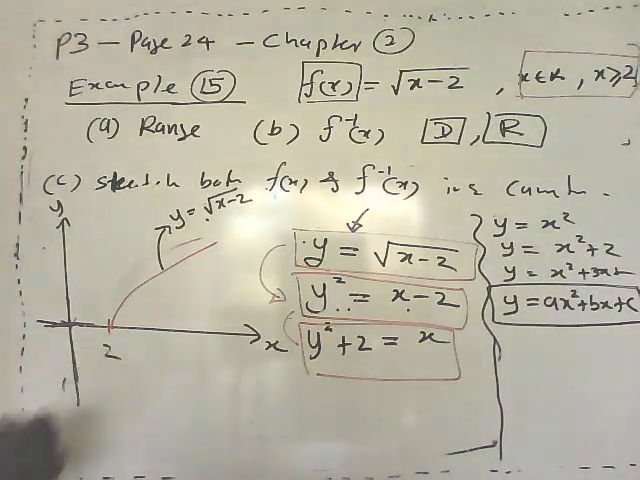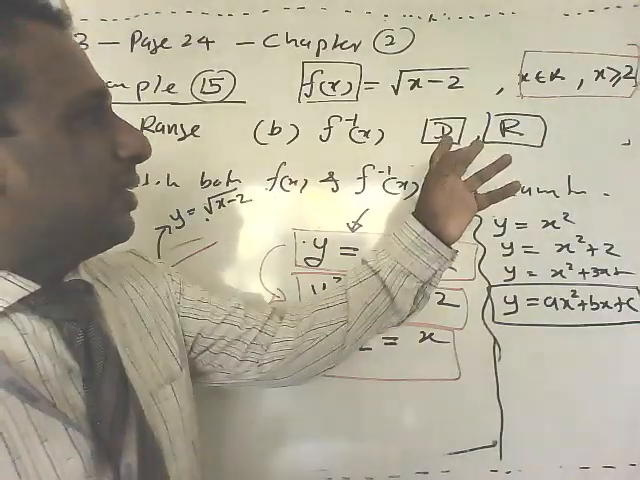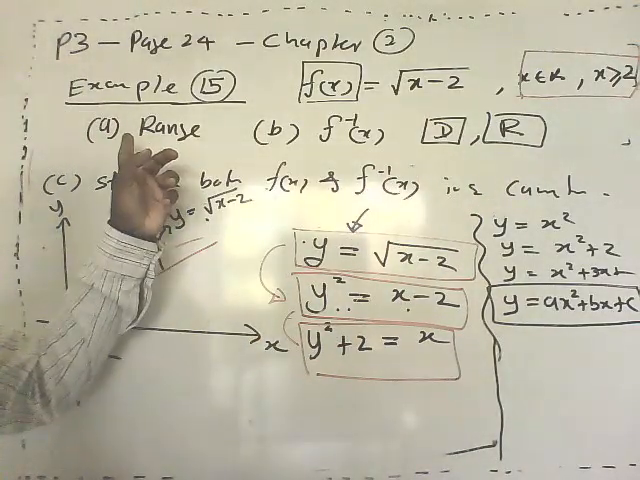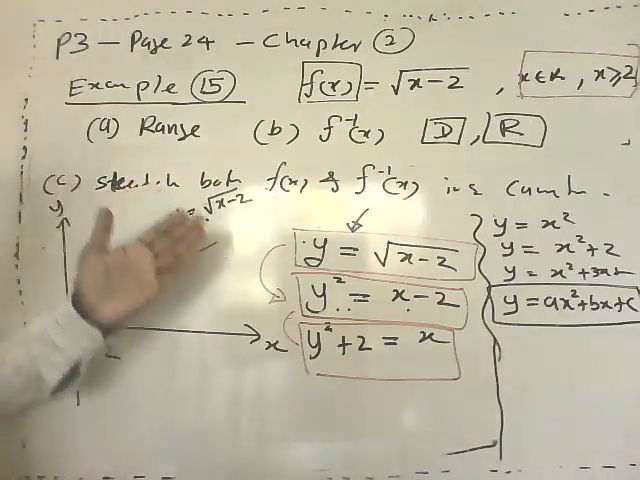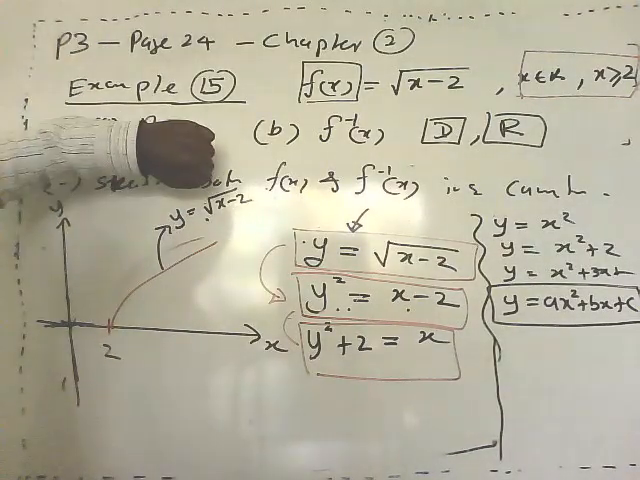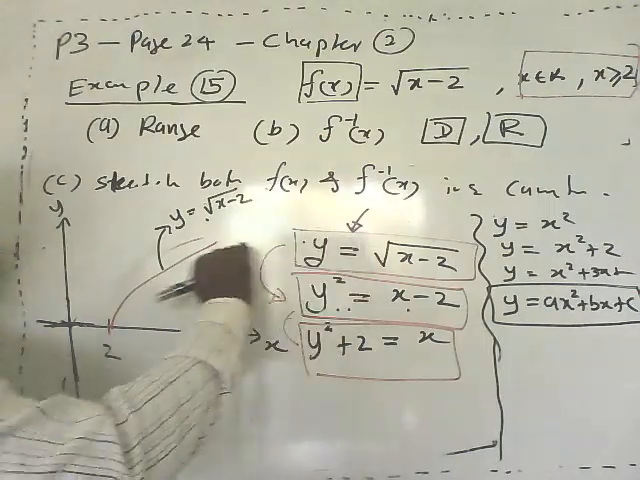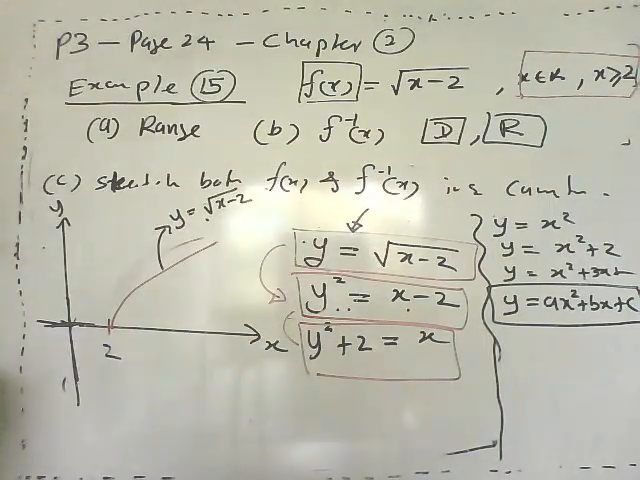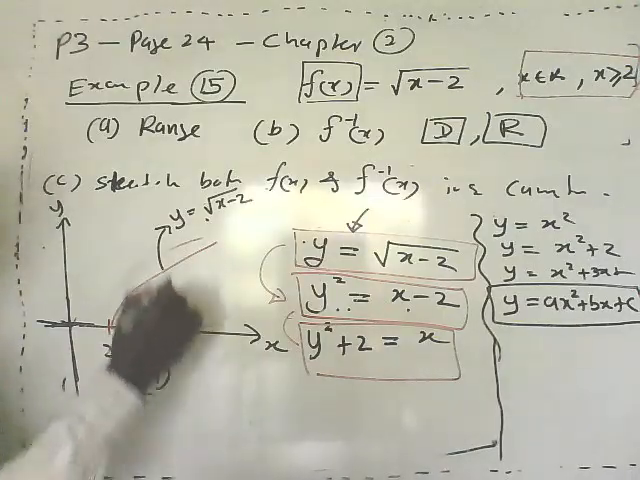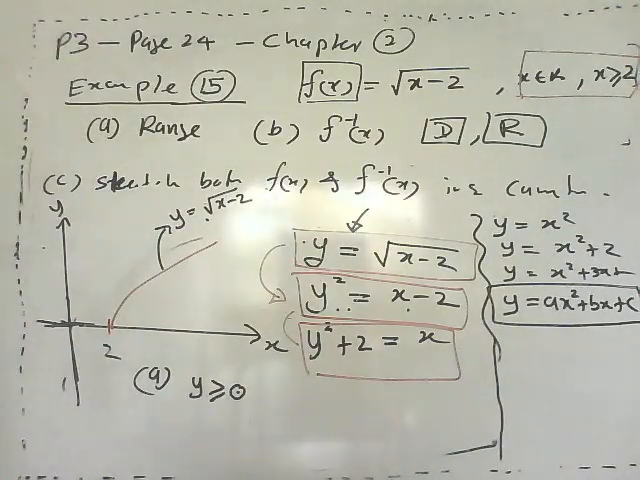Now from here we will try to answer part A, the range. So this is the function. What would be the range? We have to actually put the projection of the graph onto the y-axis. So for part A, the range would be y is greater than or equal to 0. That is very simple.